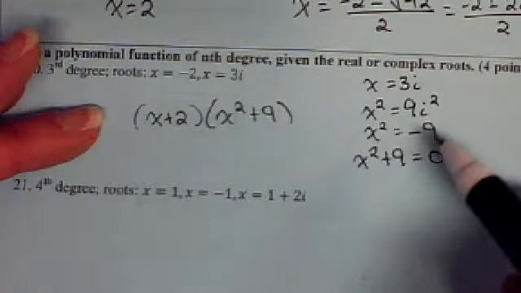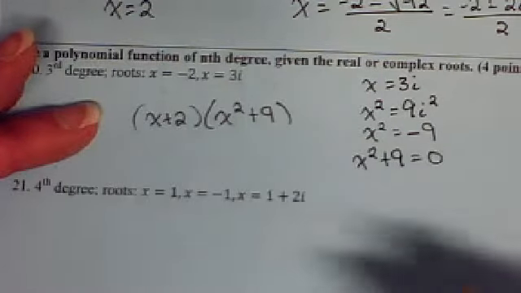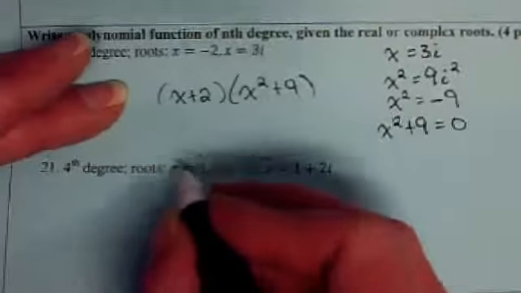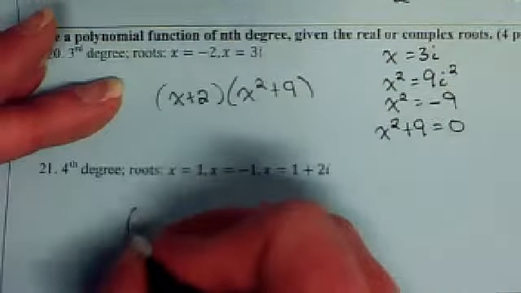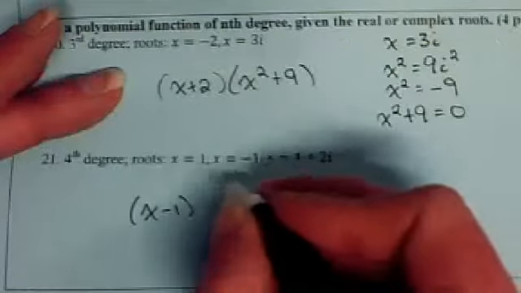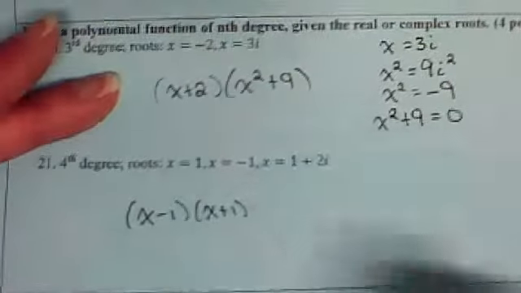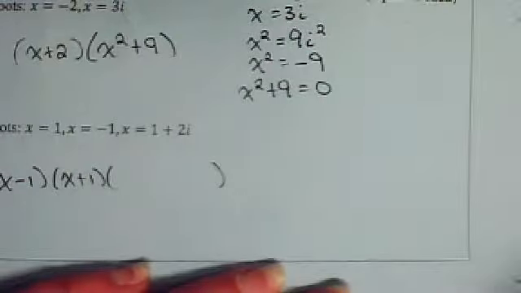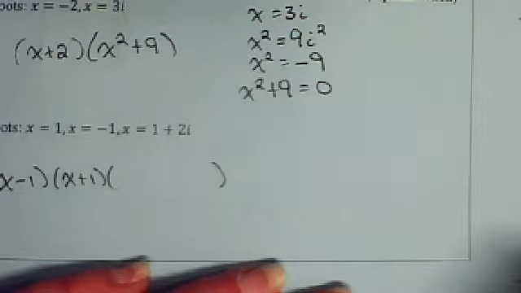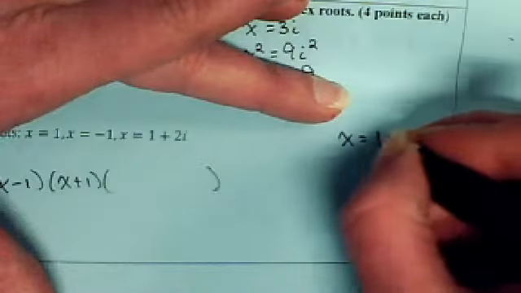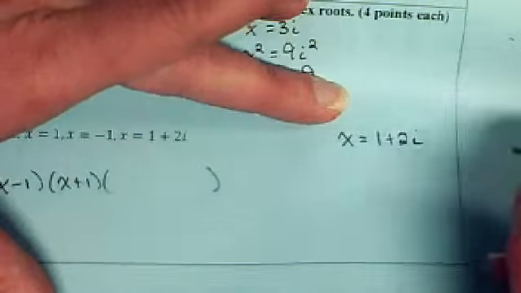So think about how you can work backwards to solve those equations. So x equals 1 would mean I'd have x minus 1. Negative 1 would have been x plus 1. This one is a lot trickier. And we went over one of those in our review day to help prepare you for the embedded assessments. X equals 1 plus 2i.